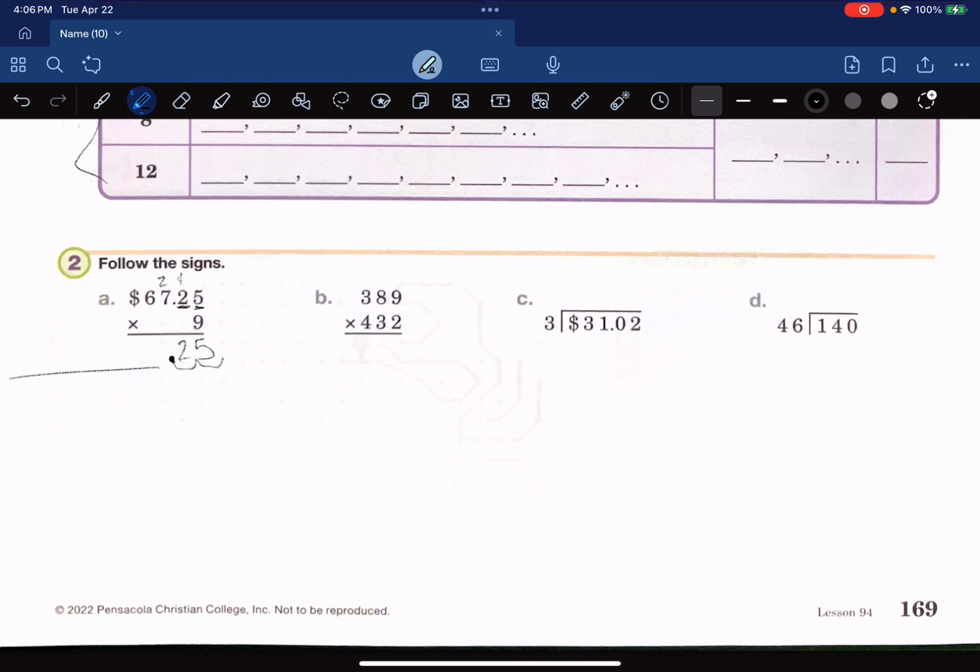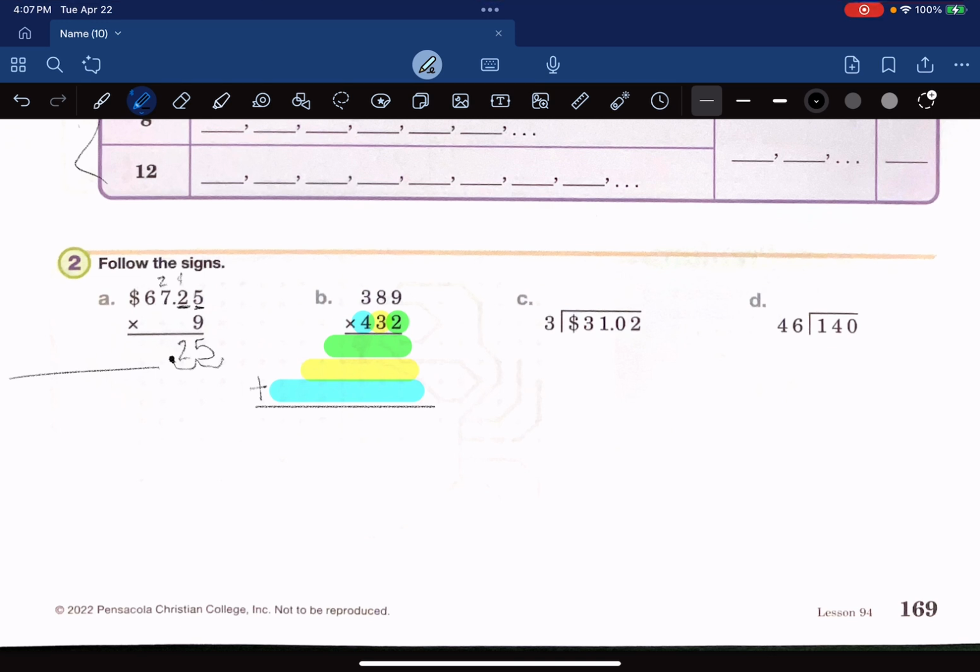All right, on B, you have 3 digits below. That means you need to have 3 partial products. You need to have a partial product for your ones place. Then you need to have a partial product for your tens place. Finally, you will have a partial product for your hundreds place. After that, then you can add your partial products to get your answer.